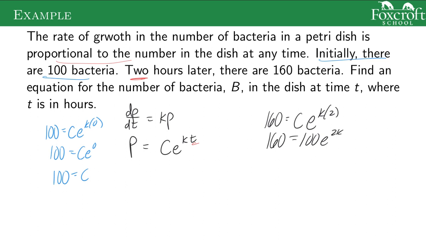Now we just have to remember how to solve this equation for k. So the first thing we're going to do is get rid of that 100. So I'm going to divide both sides by 100. It's going to be 16 over 10, which is 8 over 5.